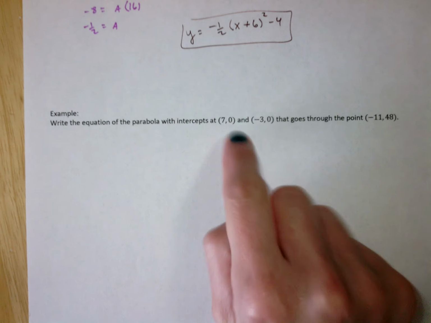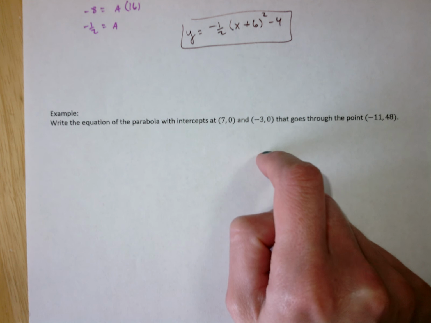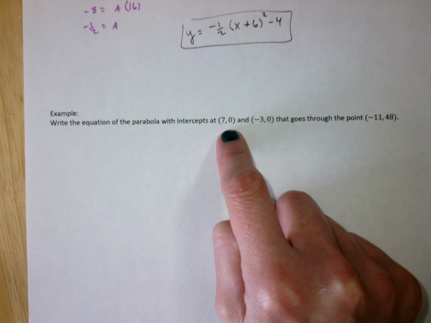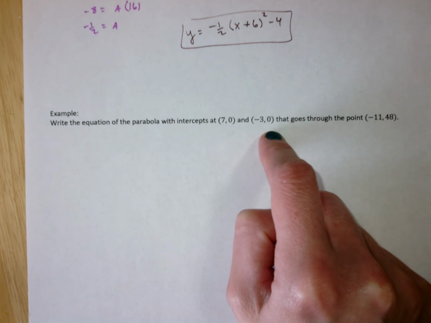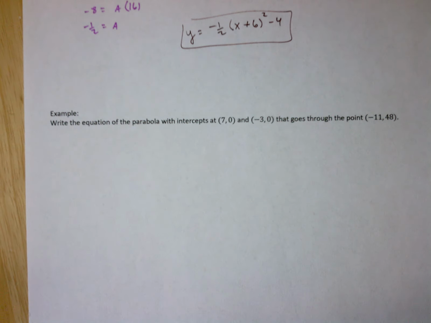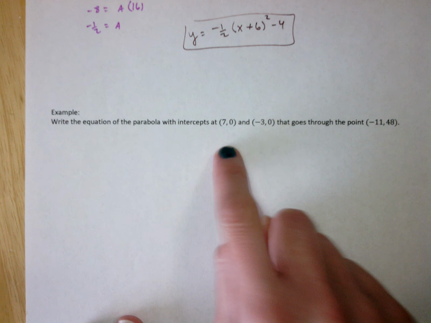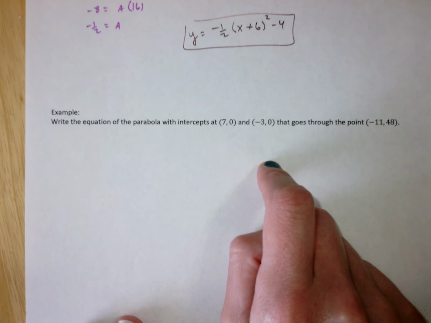But in this case, even if they hadn't told me, I still would have known that these were intercepts. Why would I know that? Because they have y coordinates of 0, right? Which means that they have to be x-intercepts. Sometimes you're going to be given 3 points, and it's going to be up to you to look at it and recognize, oh, look, 2 of these are x-intercepts.